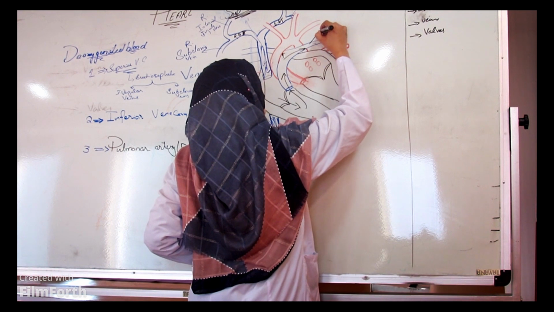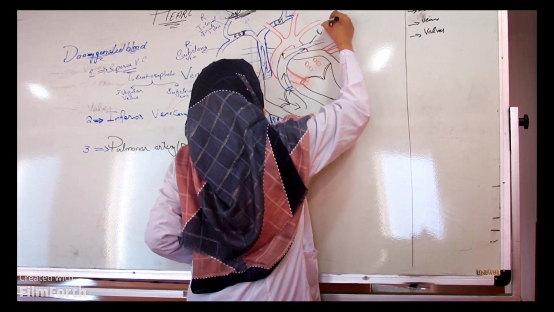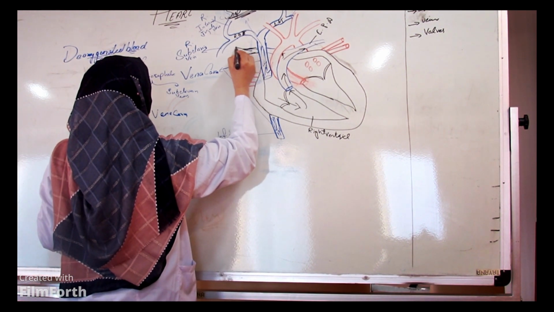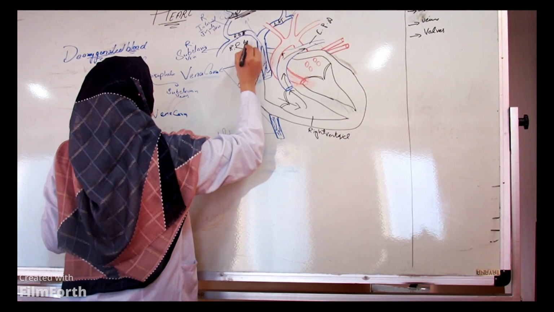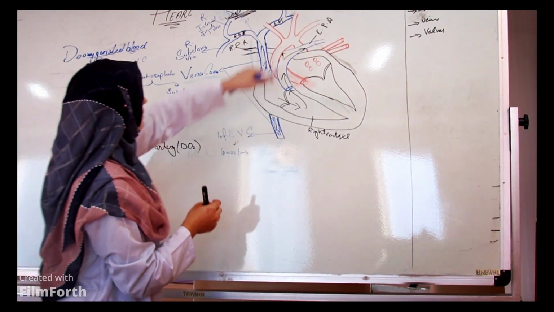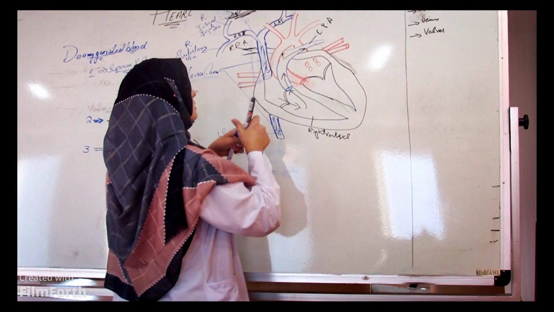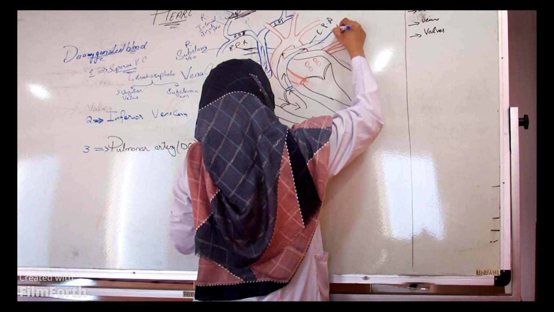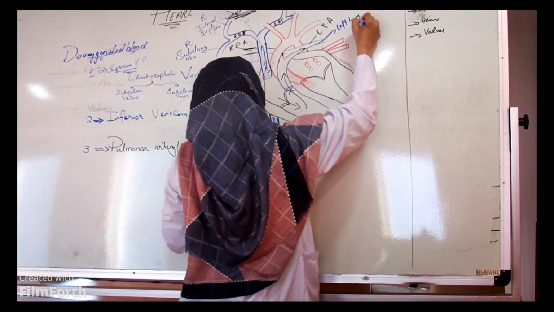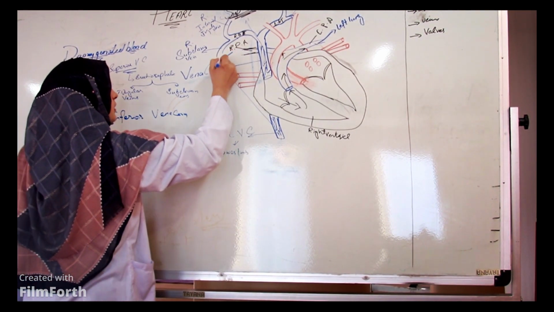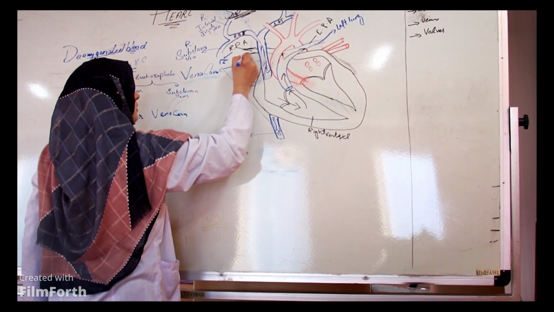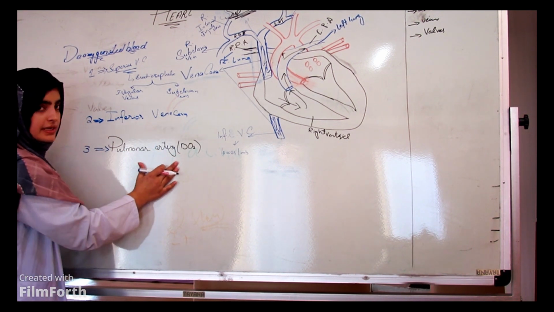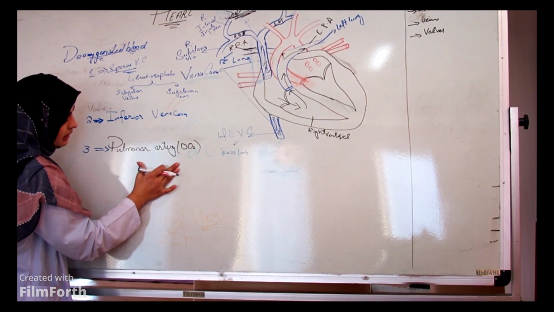Here we have the left pulmonary artery, and here in blue we have the right pulmonary artery. You can see that the left pulmonary artery goes into the left lung, and the right pulmonary artery goes into the right lung. Alright. So the other vessel that carries deoxygenated blood is the pulmonary artery.